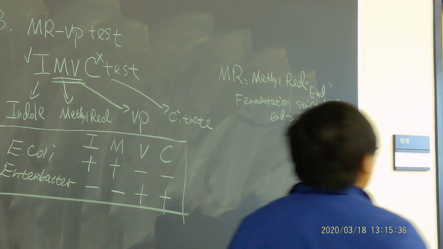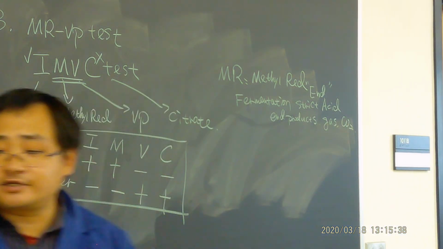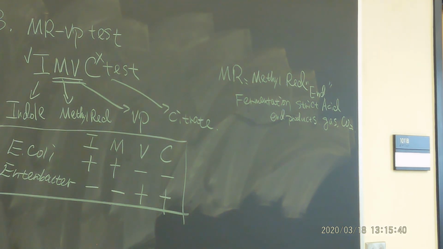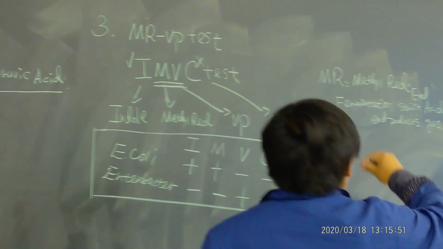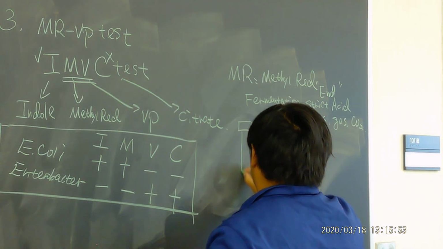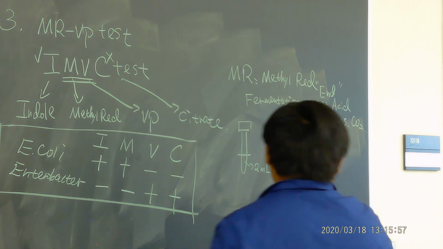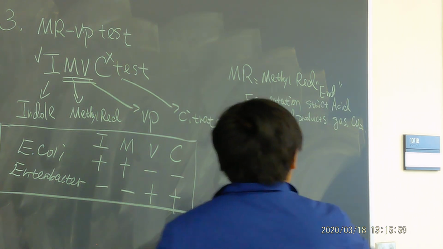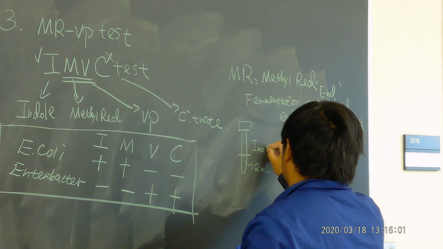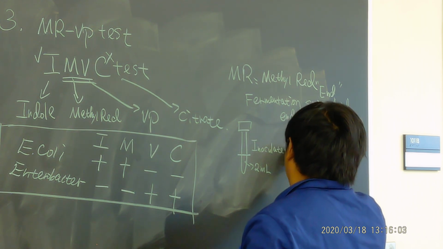Okay, so how do we do it? The testing is very simple. We will have this medium in the tube. So simple, you shake it, and you add the bacteria there. You inoculate the bacteria there. This is about 2 ml. Inoculate and incubate.